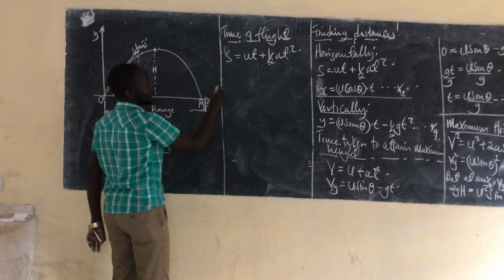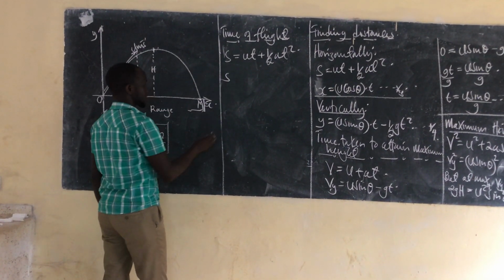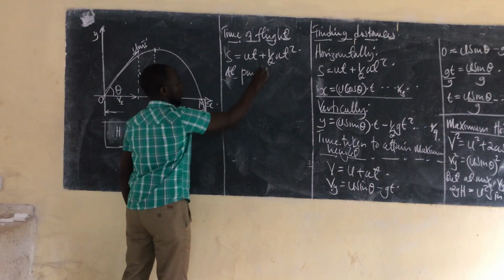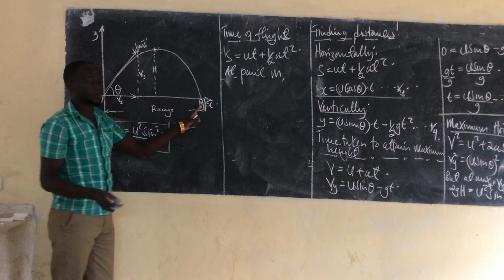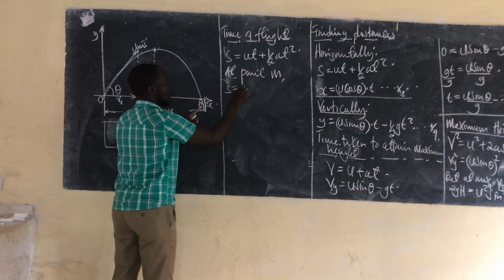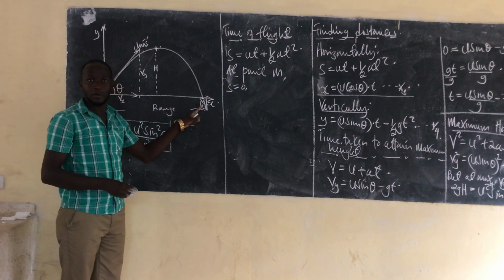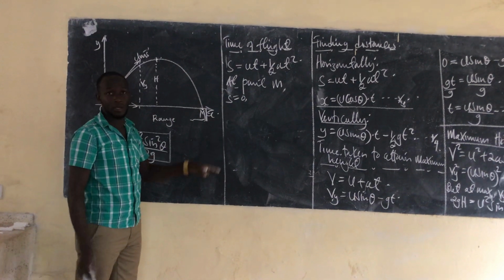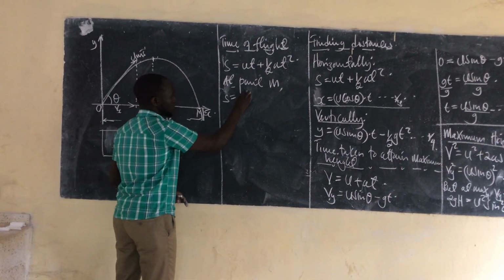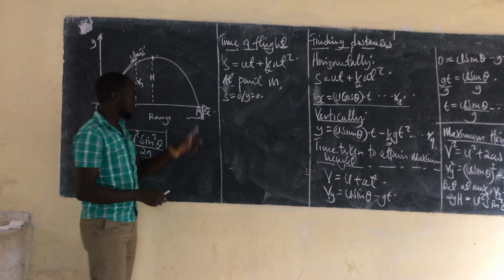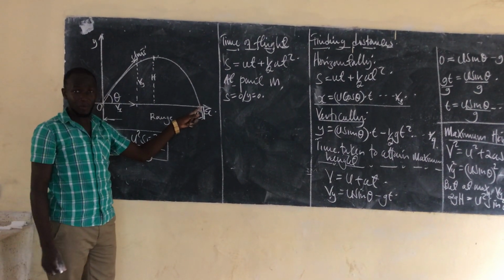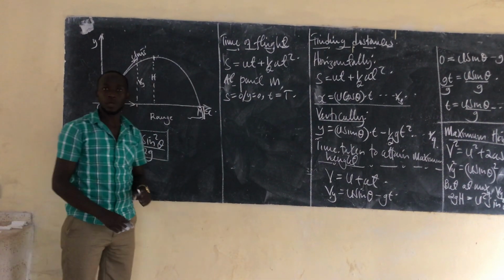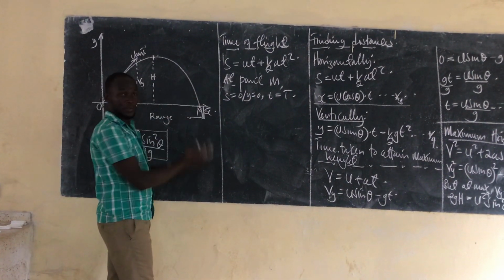So we do it this way. At point M, S shall be 0. Remember we said the vertical distance was y, but at this point it will be 0. You can say S equals 0, or y equals 0 at this point. The y component is 0. So at that very point, t turns into capital T. In that sense, do the substitutions.